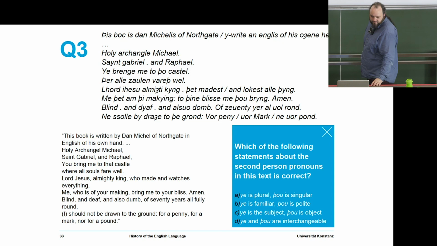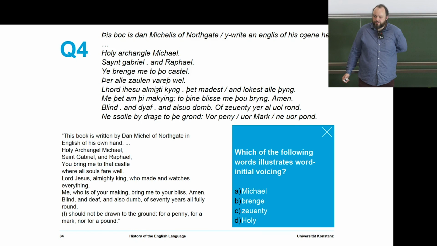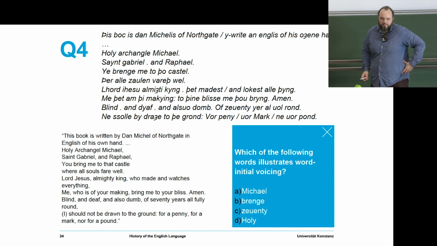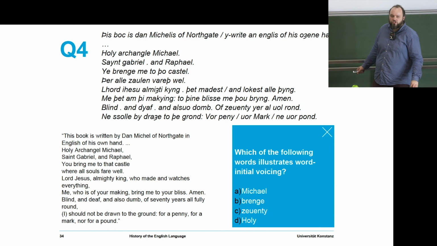Okay, word initial voicing. We've just been discussing this, so it should be fresh in your mind. We've got word initial voicing in one of these words. Which one? 70, yes. So it's the word 70, but rather than 70, it is 70. Right, it's got a very clear voicing.